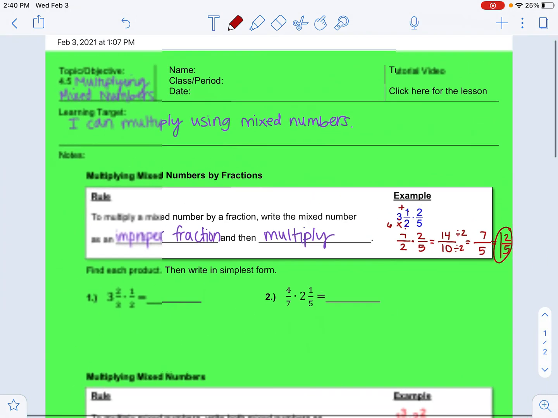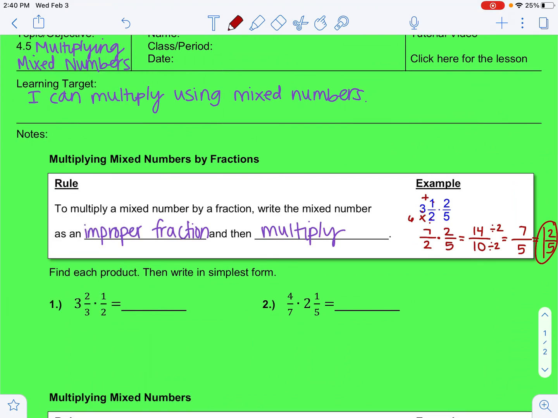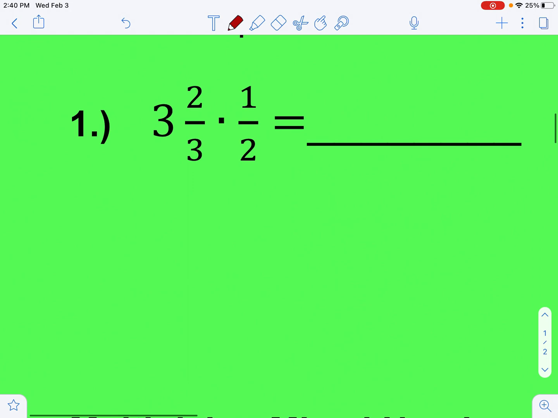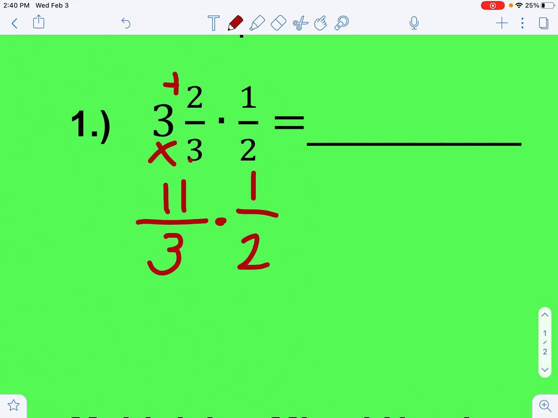Awesome, let's look at 2 examples of how to do this. We need to find the product and then write it in simplest form. Our first one is 3 2/3 times 1/2. The first thing we want to do is change this mixed number to an improper fraction. We multiply 3 times 3, which is 9, and then add 2. 9 plus 2 gives us 11, and our denominator is a 3. And then we're taking it times 1/2.